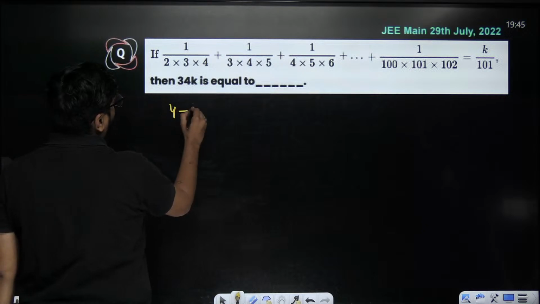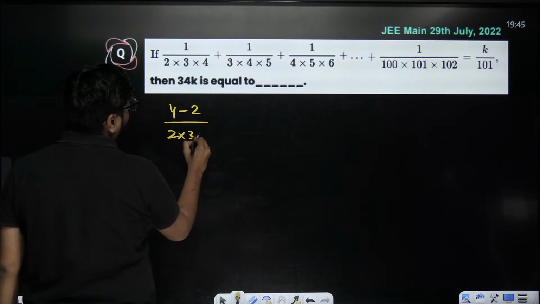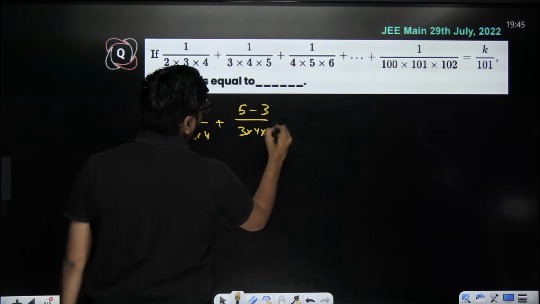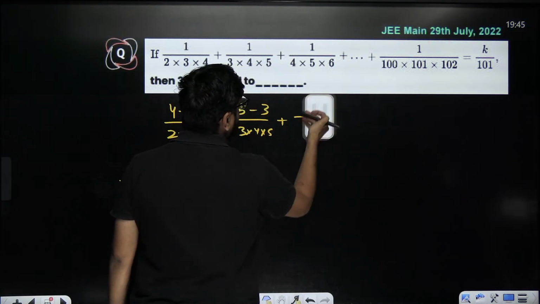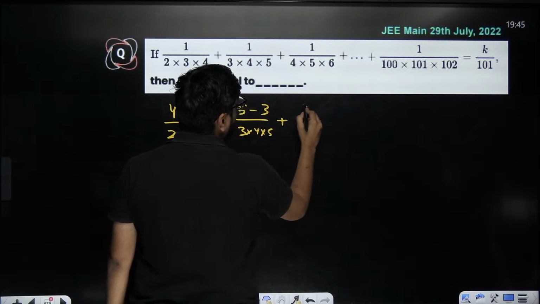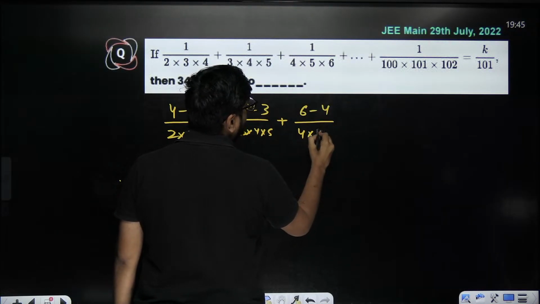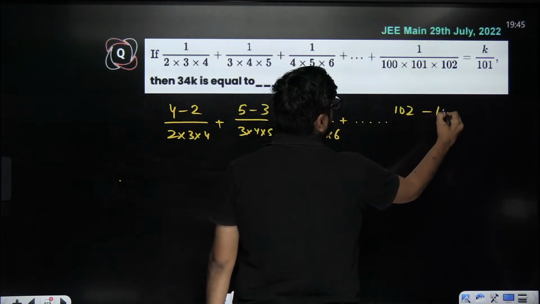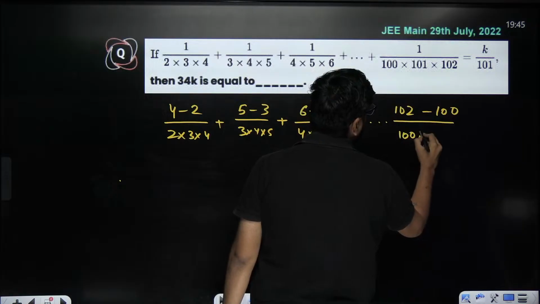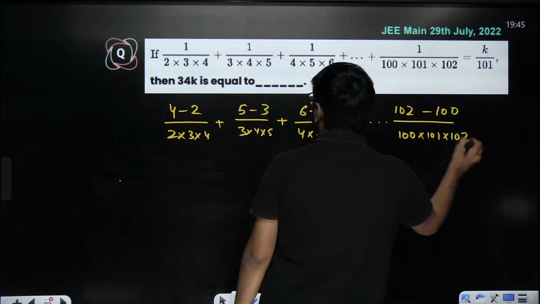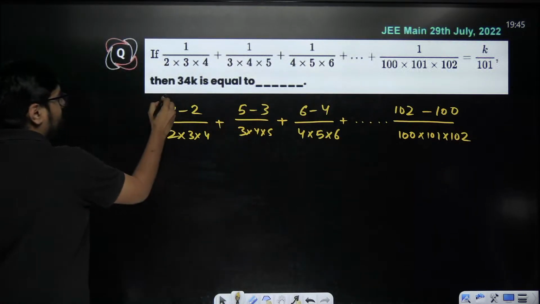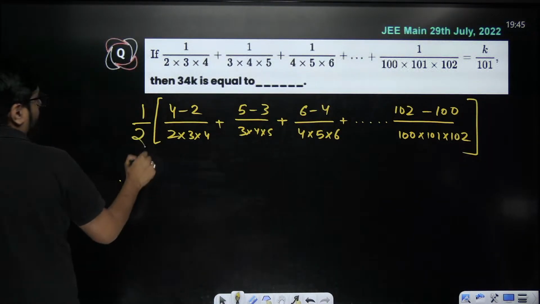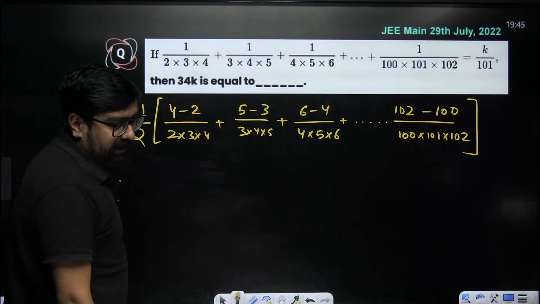Suppose if I do 4 minus 2 divided by 2 into 3 into 4, right? Plus here 5 minus 3 divided by 3 into 4 into 5. Plus here we'll do 6 minus 4 divided by 4 multiplied with 5 multiplied with 6, right? Keep doing that. And here we'll have 102 minus 100 divided by 100 into 101 into 102. Why did I do this? Because I know that this difference is fixed. This is 2. This is 2. So I'll just divide by 2 to make things balanced.